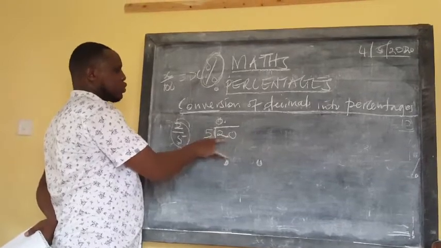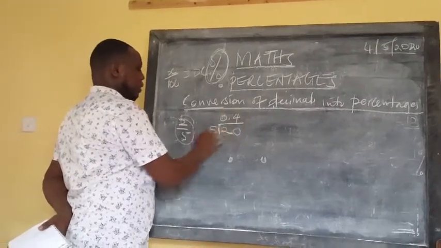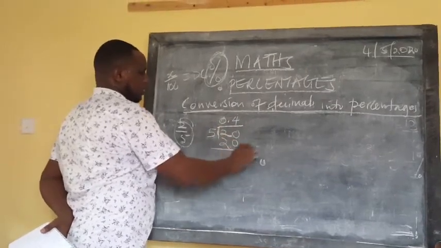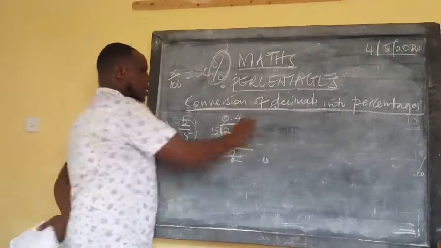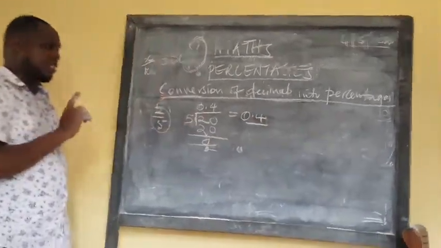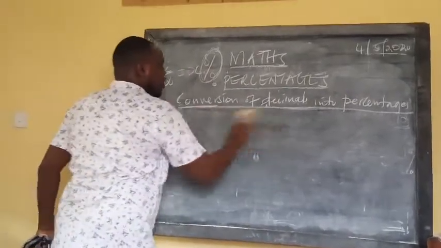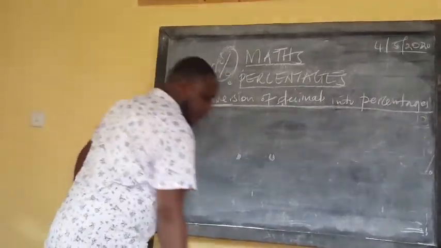So 5 gets into 20 how many times? 4 times. So you get 5 times 4 is 20. So your answer is 0.4. Now 0.4 is a decimal. How can we be able to convert 0.4 into a percentage?